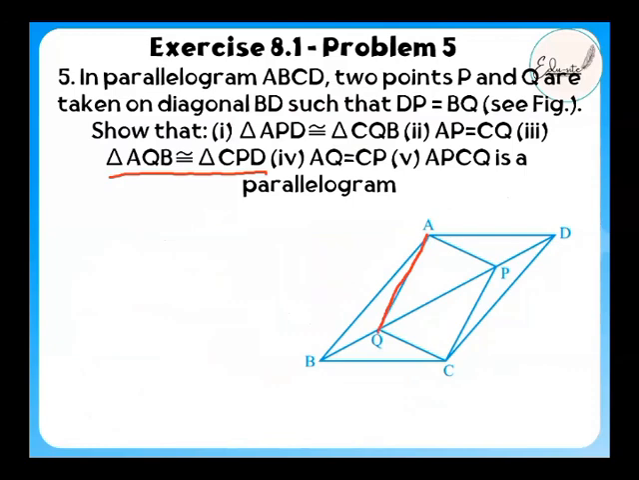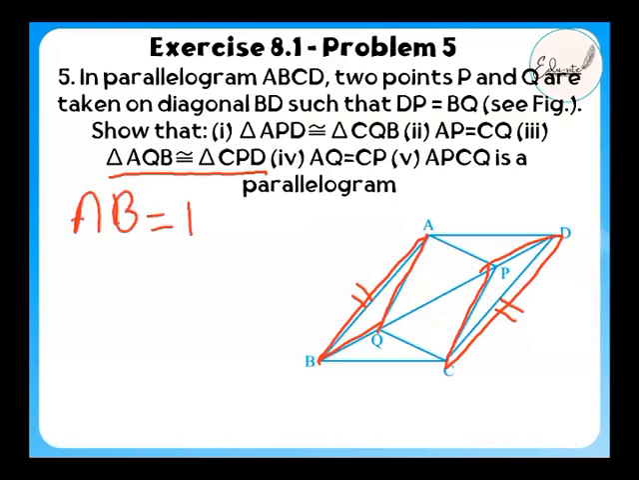AP, sorry, AQB, this triangle. Yes, right? AQB and CPD. Tell me the reasons. So this AB is parallel to CD and also the opposite sides of a parallelogram are always equal, right? First thing is proven. What is proven now? AB is equal to DC.